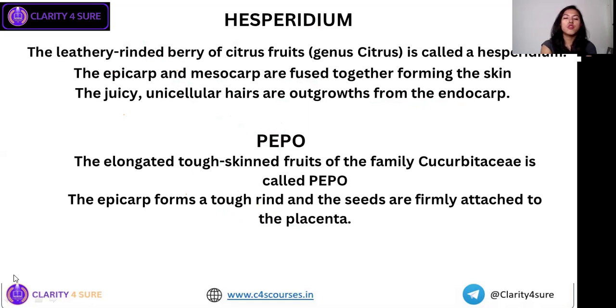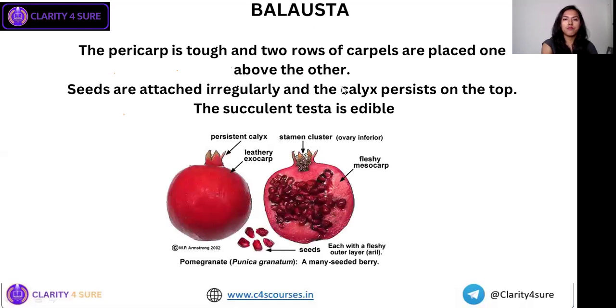All right. Next modification of berry is balausta. So balausta you will find in case of what? Pomegranate. Typical example of balausta is pomegranate. So in the exam, they can also directly ask for an example of balausta, and then it will be pomegranate, right? The pericarp is tough and two rows of carpels are placed one over the another. Seeds are attached irregularly and calyx persists on the top. The succulent testa is edible.